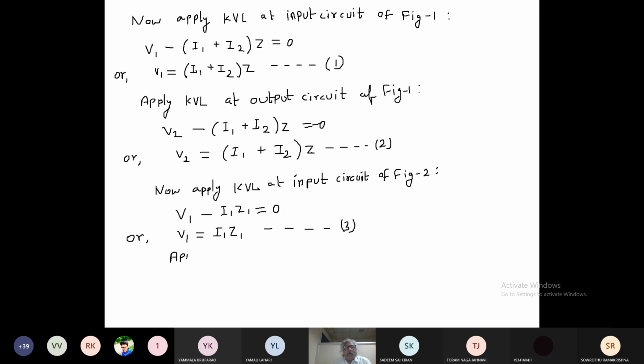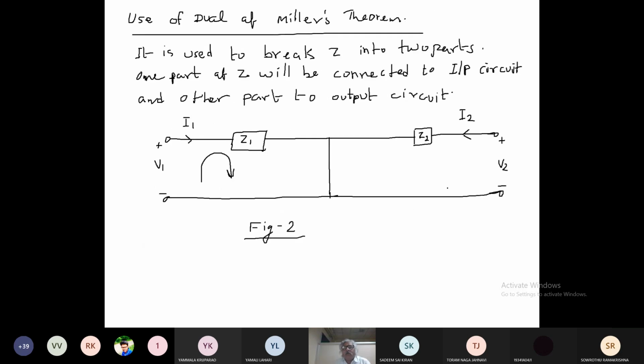And now we apply Kirchhoff's voltage law at the output circuit of figure 2, right? So we see this figure 2. Okay, we move like this and we apply Kirchhoff's voltage law. So it will be V2 minus I2 Z2 is equal to 0.